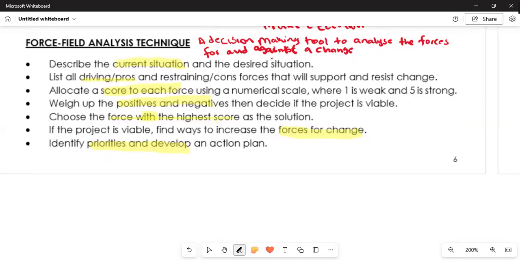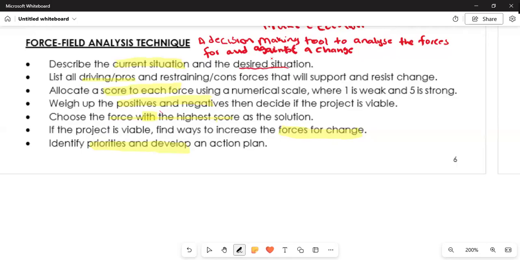So, moving on to the points that I mentioned under force field analysis. We can make an example whereby, let's say, a factory is considering switching from manual labor to automation. That is our example. Now let's come to the points mentioned. Describe the current situation and desired situation. We describe the current situation as well as the desired situation.